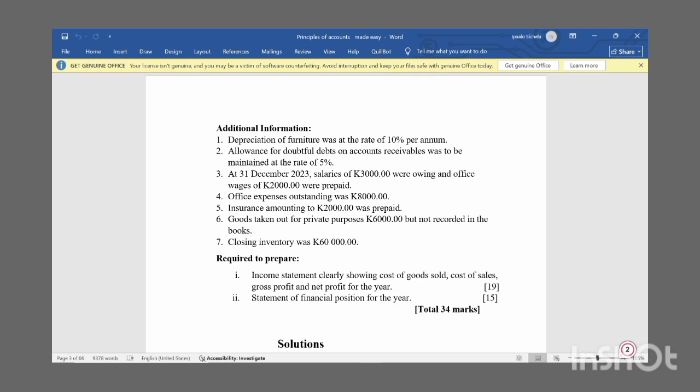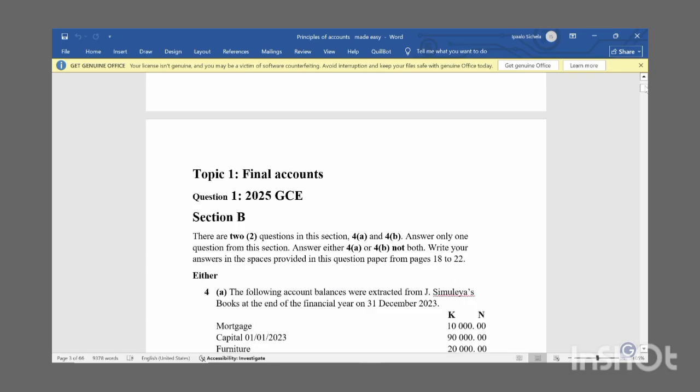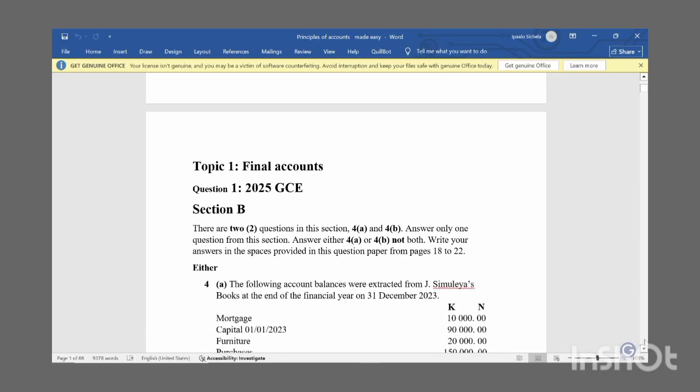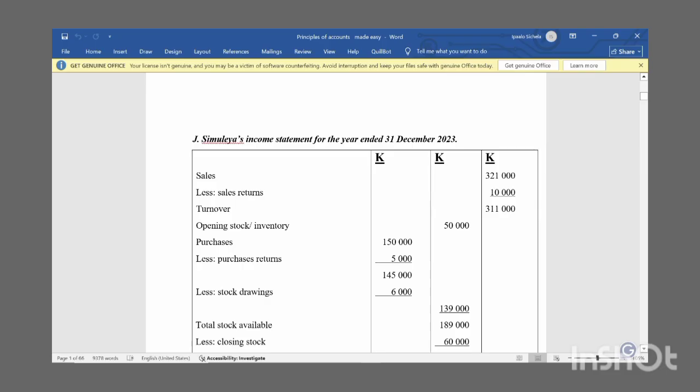your title. So before I write the title, I need to know the name of the person whose books we are preparing. So the name is J. Simulea. So let's now write the title. Okay. The title is J. Simulea's income statement for the year ended 31st December 2023.